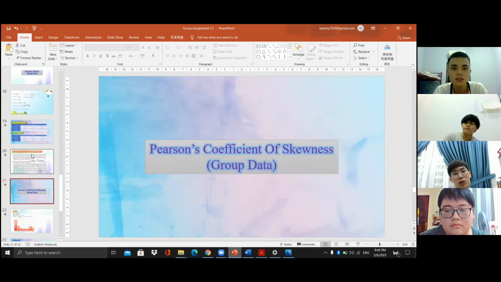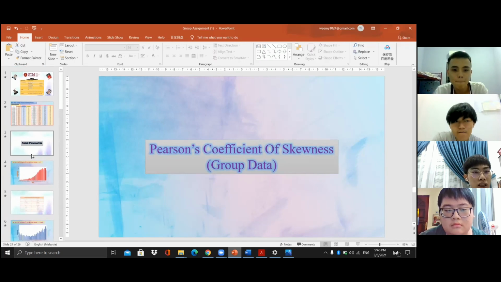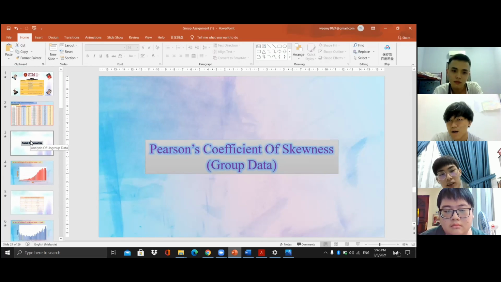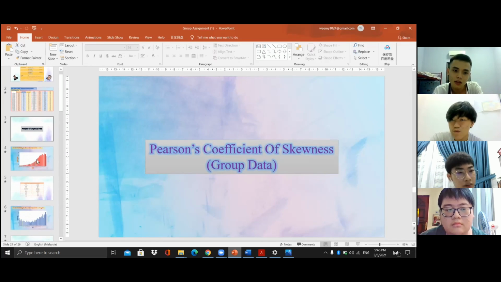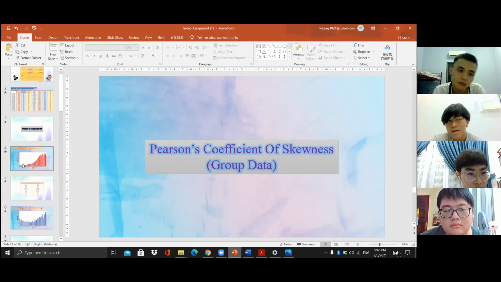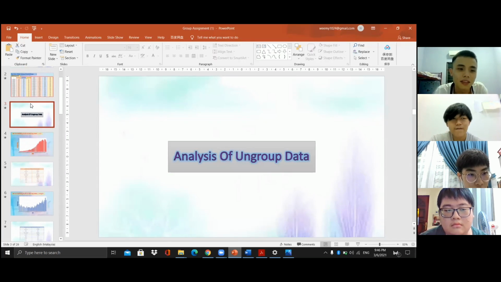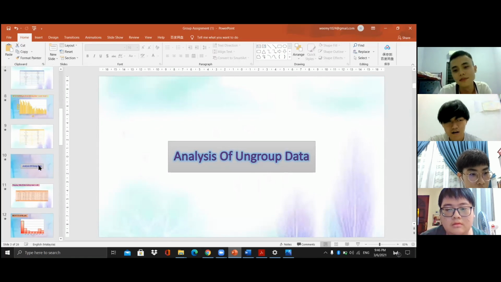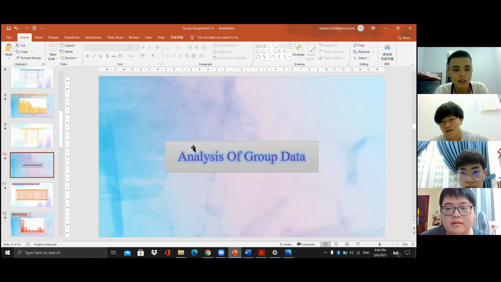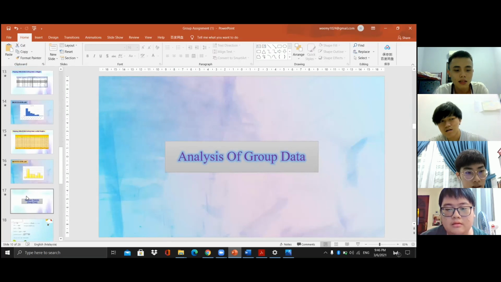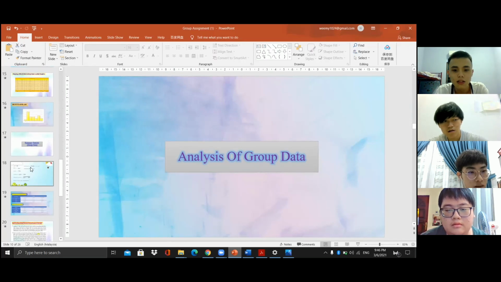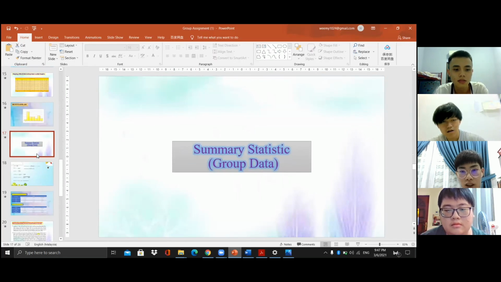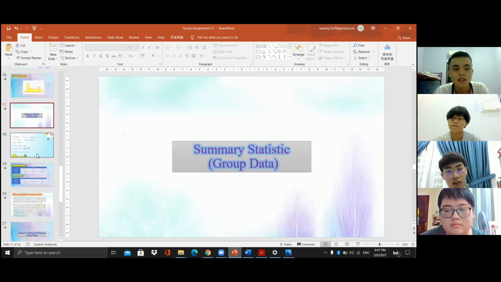So who is willing to volunteer for the first part and the last part? Anyone? I think I can take the first part and the last. Okay, nice. So maybe I can be in charge of the second part. Okay, alright. So I take the third part, grouped data. Alright, fantastic. So I take the fourth one, which is the summary statistics. Alright, thank you.